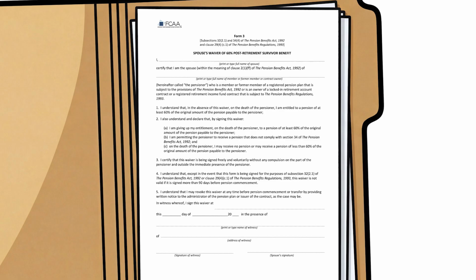The form can't be completed more than 90 days before the retirement date. Your spouse can also revoke this waiver at any time before your retirement effective date, and we do not have to inform you of that.